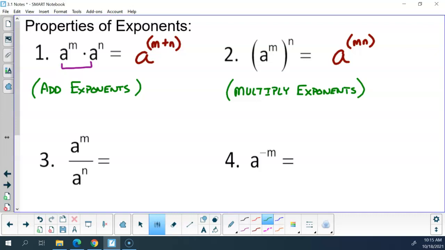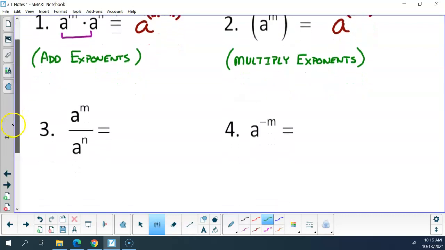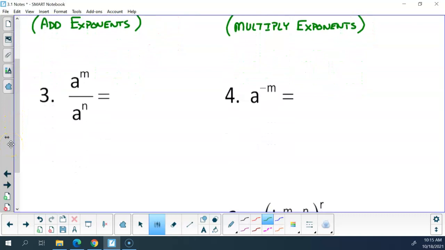Third one is if we have a fraction. Okay, so, and again, the kicker here is that we have the exact same base. Okay? If the bases are different, this does not apply. Okay? But the kicker is that we have the exact same base. And if that's the case, then we subtract the exponents. And it's always top minus bottom.